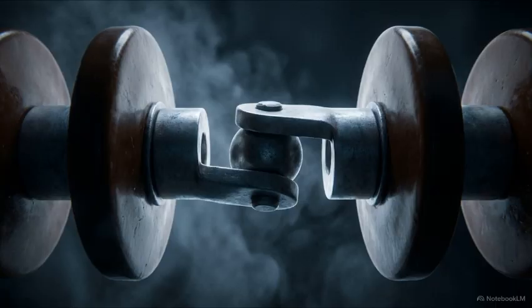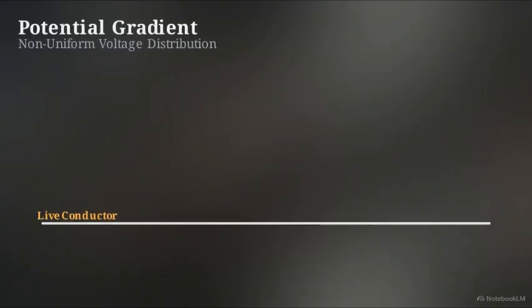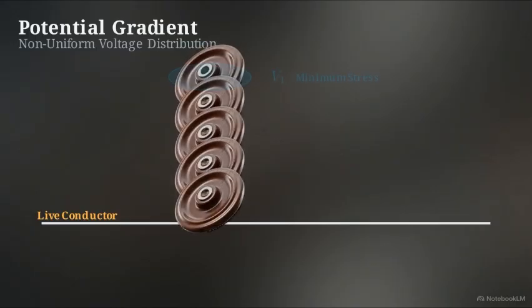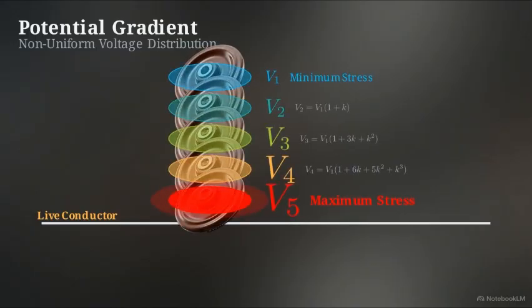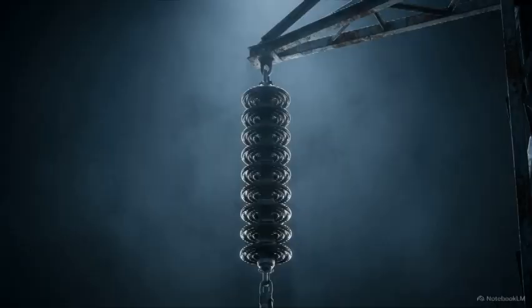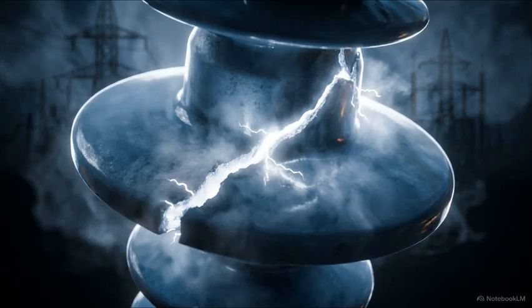But linking these discs creates a specific electrical imbalance. The voltage stress doesn't distribute itself evenly across the chain, meaning the unit closest to the live wire is forced to handle significantly more potential than the units at the top. Achieving a uniform distribution across the entire string, a metric known as string efficiency, is the primary requirement for ensuring that no single disc is pushed past its breaking point.